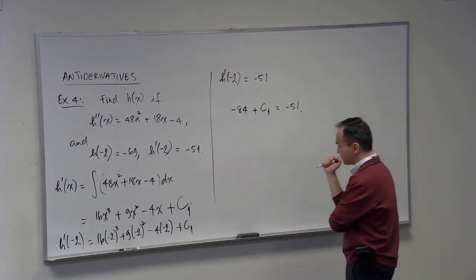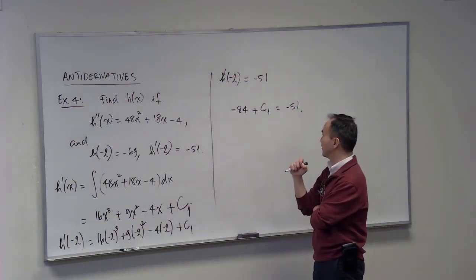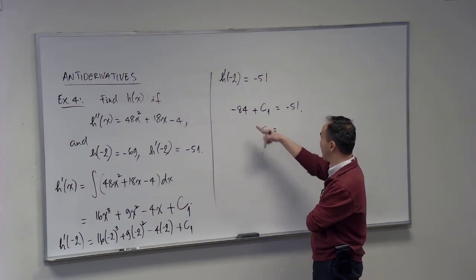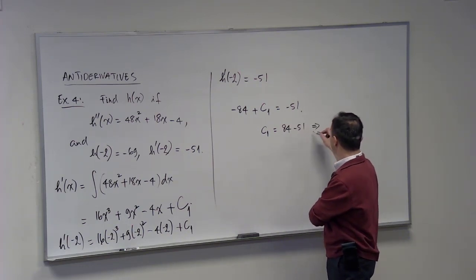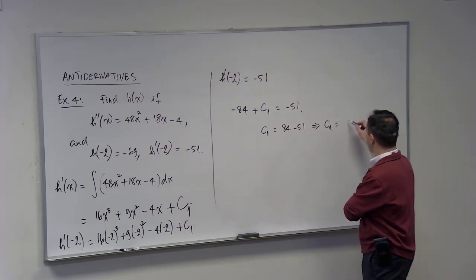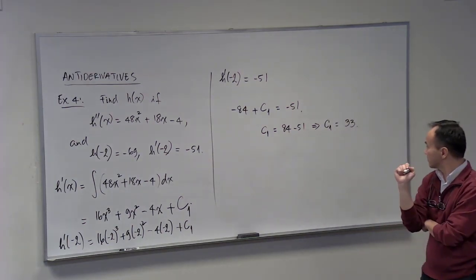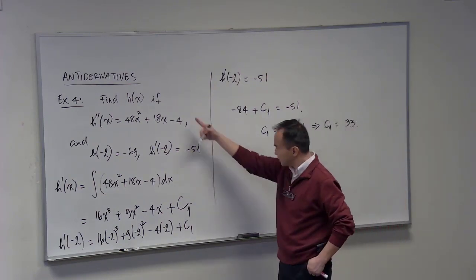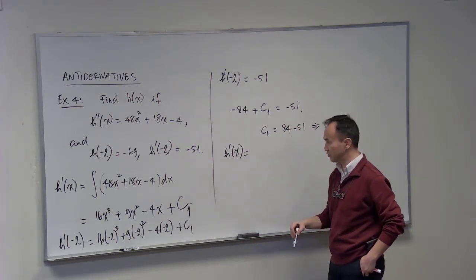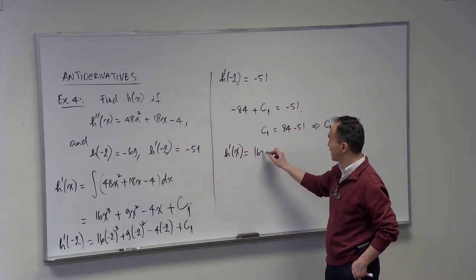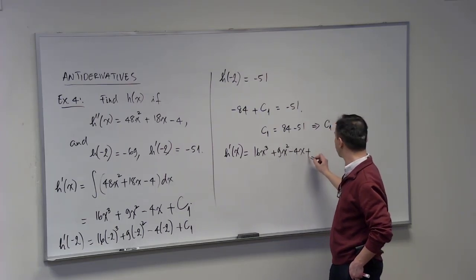Once again, that was because combining these terms gives -84. So C1 can be solved by simply adding the 84 over: 84 minus 51, so C1 is 33. We found for this problem that h prime is required to be 16x cubed plus 9x squared minus 4x plus 33.